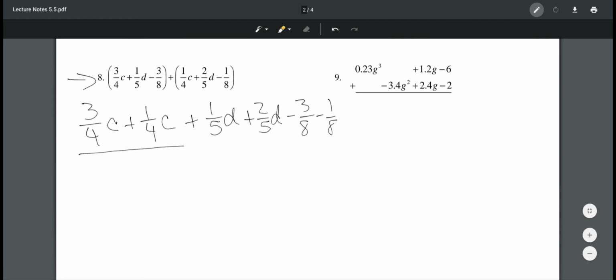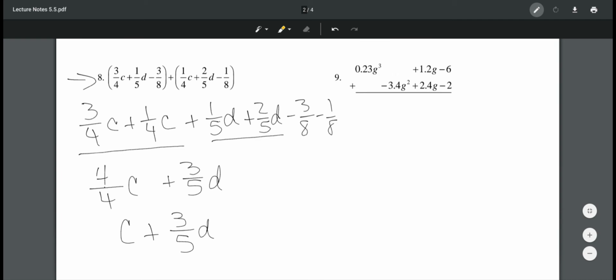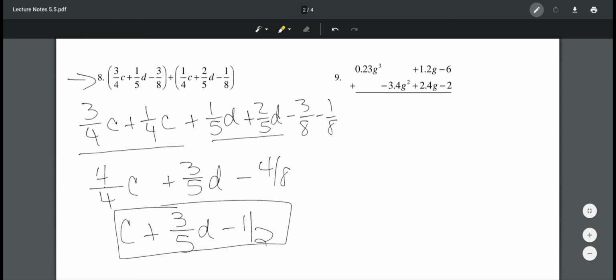When I add 3/4 and 1/4, I get 4/4. So I get 4/4c, which just becomes 1c. When I add 1/5 and 2/5, I get 3/5 d. I can't reduce that or divide it out, so it stays. And then negative 3/8 minus 1/8 is negative 4/8. I can reduce that to negative 1/2. And that would be my final answer for number 8.